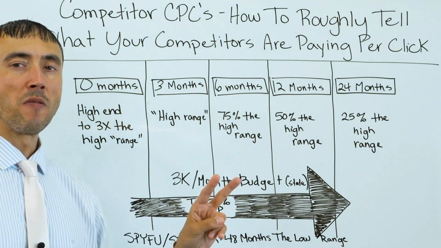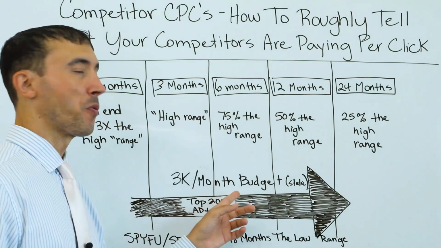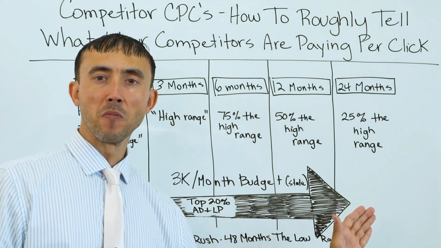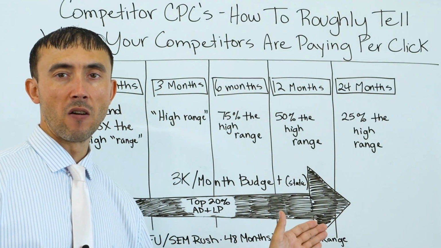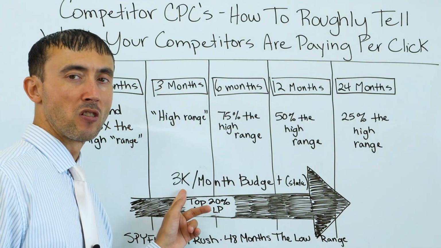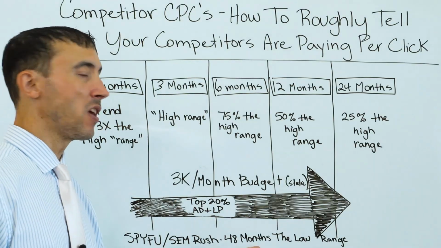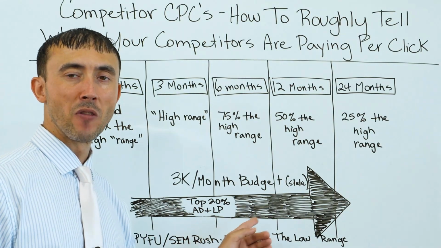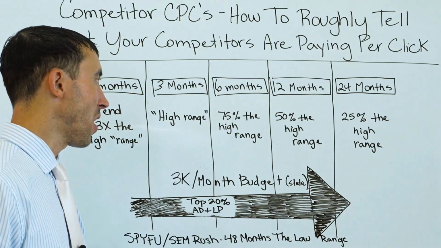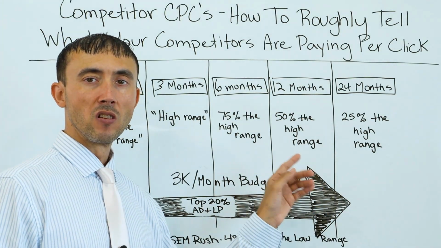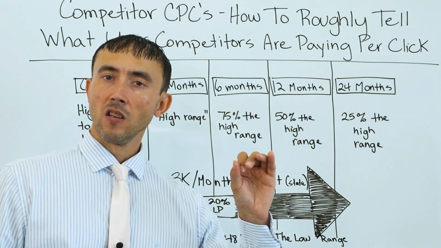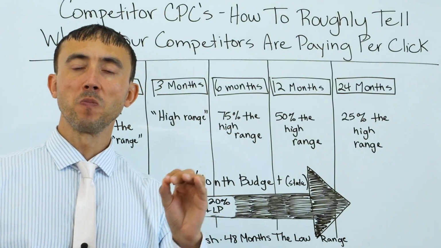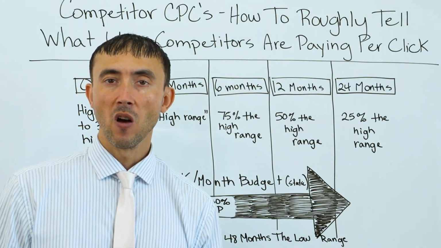Now, 2 things will obviously affect this. If they're spending more than a $3K a month budget, it'll cut the time down. And if there's just you and that other competitor, it'll also cut this time down. If instead of spending a $3K a month budget, they're spending 6K, instead of taking 48 months to get to the low end of the range, it'll take 24 months. Instead of spending 6K a month, if they're spending 12K a month, instead of taking 48 months, it'll take 12 months to get to the low end of the range. See what I'm saying here? And for that matter, of course, people usually spend more over time. They don't spend a lot at the beginning, but SpyFu and SEMrush are going to tell you an estimate of what they're paying.